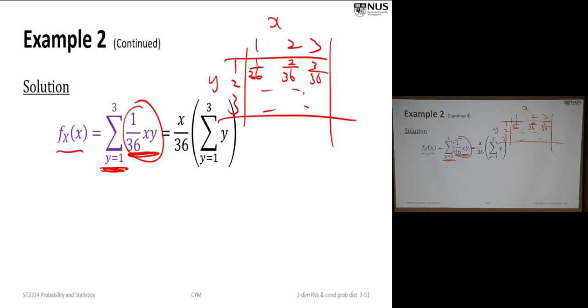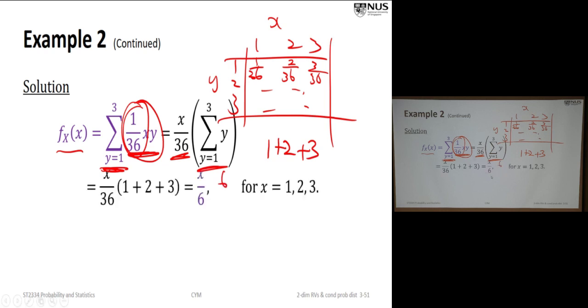Y can be 1, can be 2, can be 3. So I take out the common factors, 1 over 36 times x, as a common factor. So I just sum over y, y summing from 1 to 2 to 3. That means the first term is 1, the second term is 2, the third term is 3. So immediately I know that this is 6. All right? So the answer is x over 6.